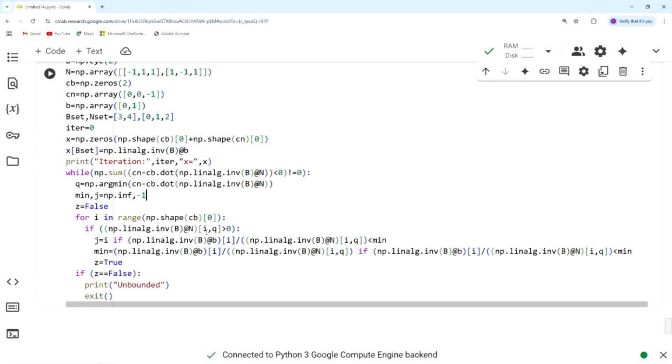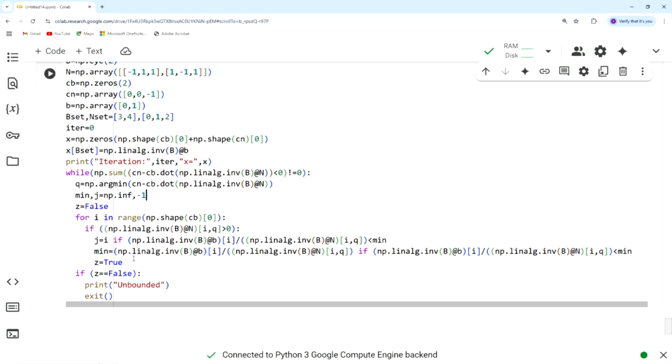If B inverse n of i comma q is greater than 0, only then I am going inside the loop, otherwise I am not going inside the loop. Note that if I never go inside the loop, that means B inverse n of i comma q is less than or equal to 0 for all i. So, then z will remain as false and that means it is unbounded. So, z is like a flag. If it goes inside even once, then z is true and thus it is not unbounded.